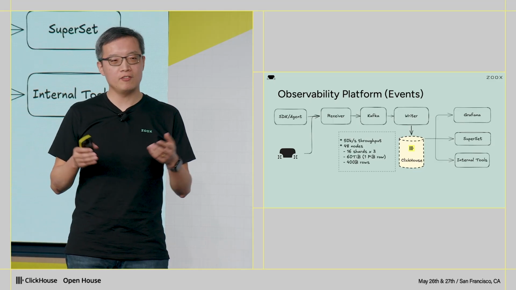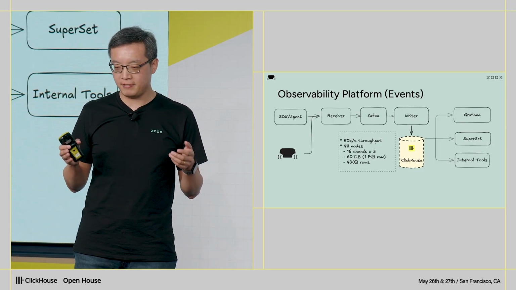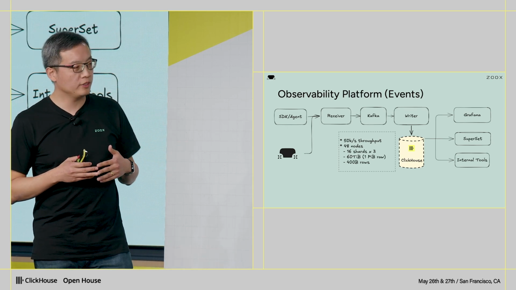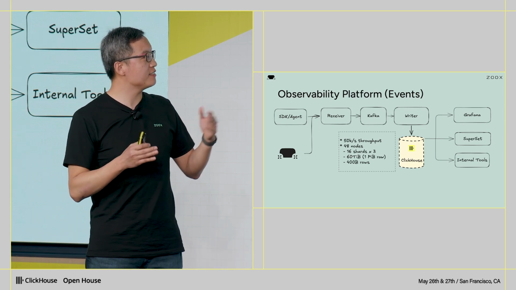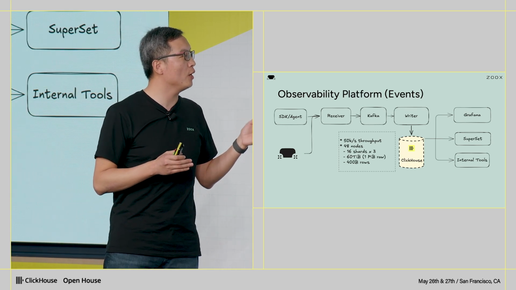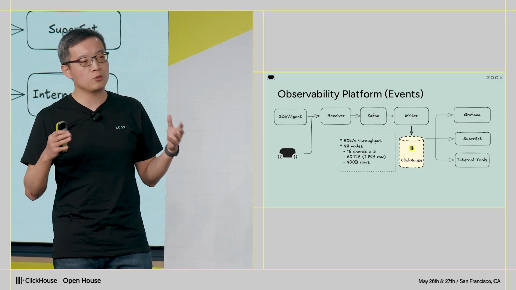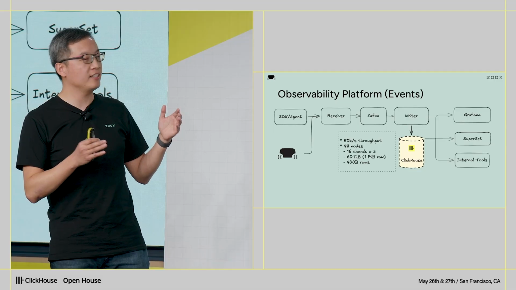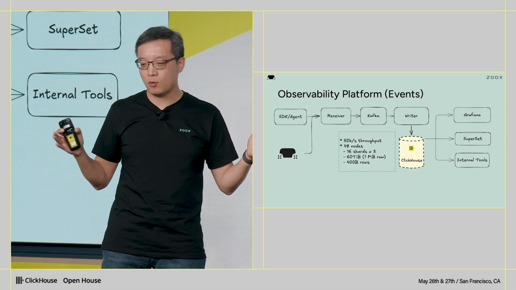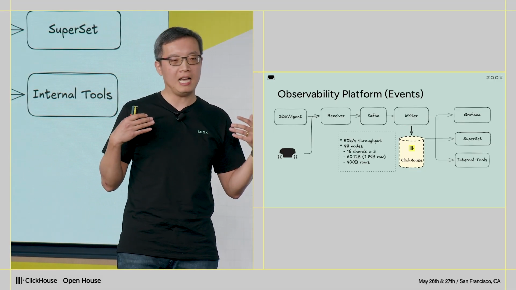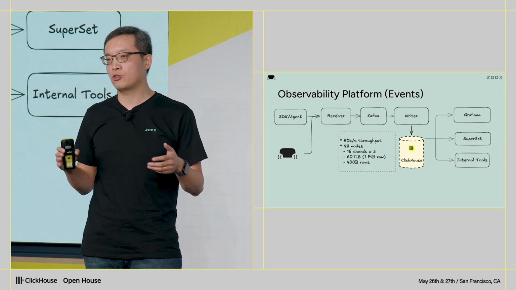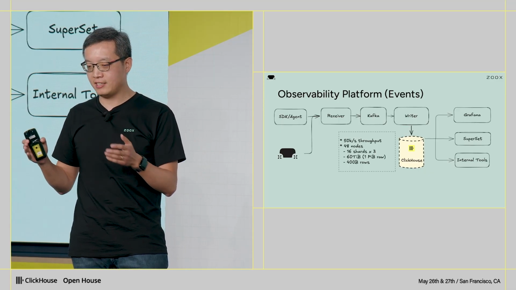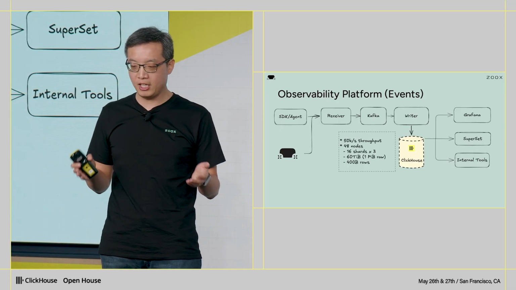Here's our data pipeline for events. We collect data from SDKs and agents, and we also have software running on vehicles sending us telemetry data as well. Then the data lands in a centralized data pipeline where we aggregate and transform the data and then save it to the ClickHouse data warehouse.